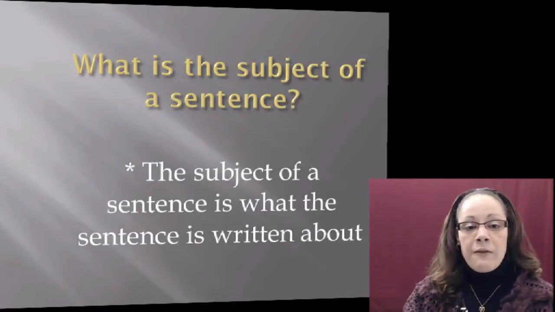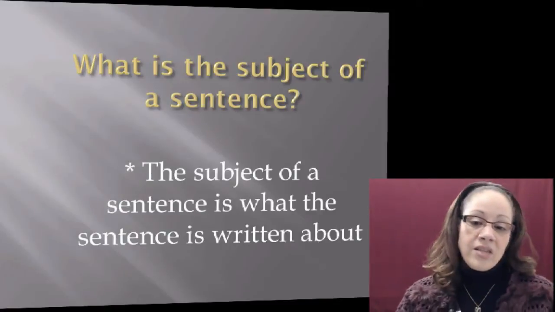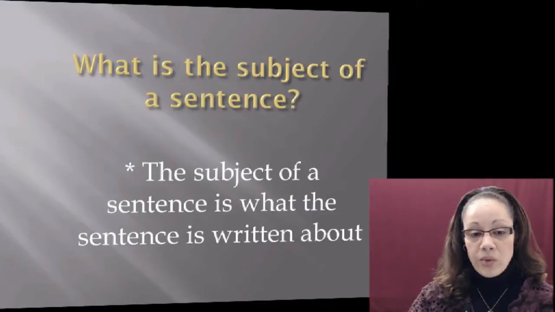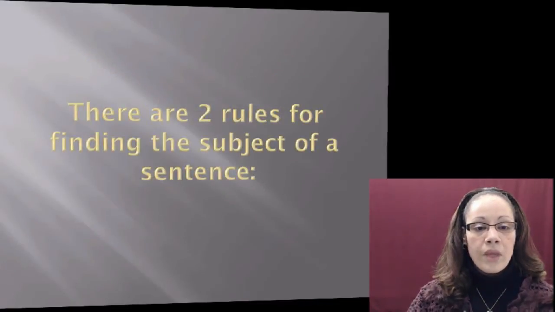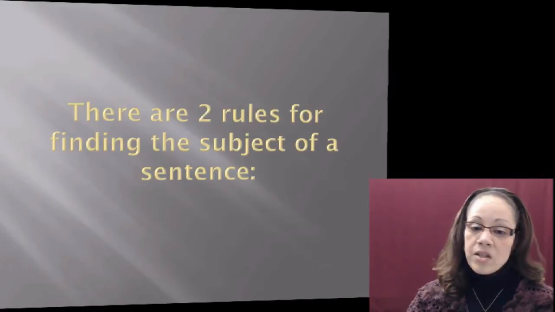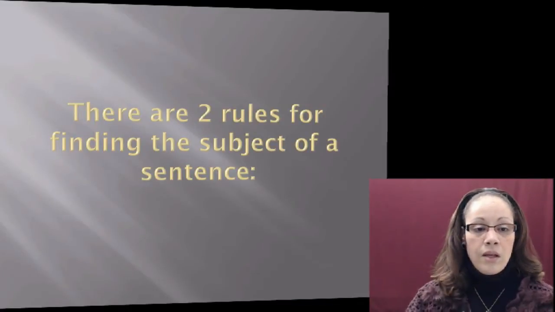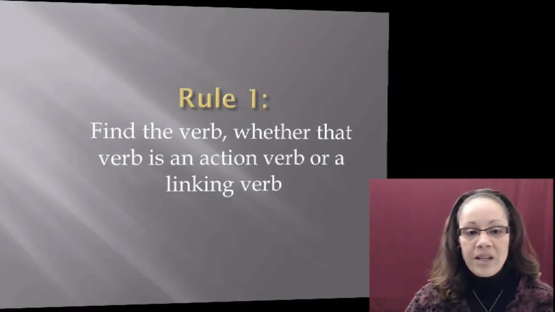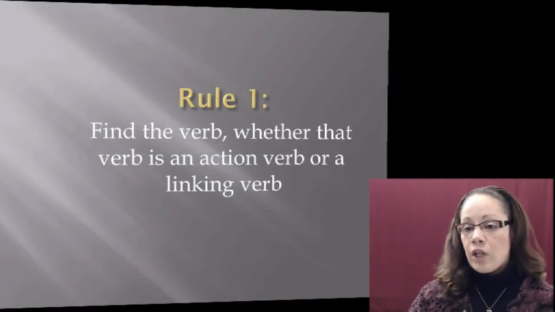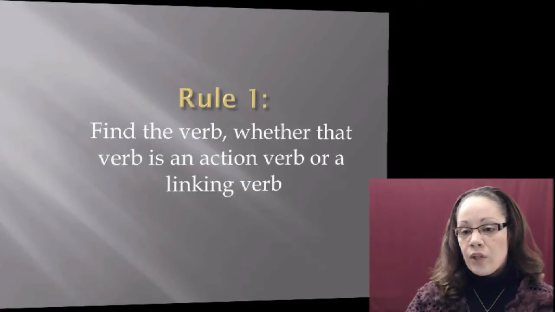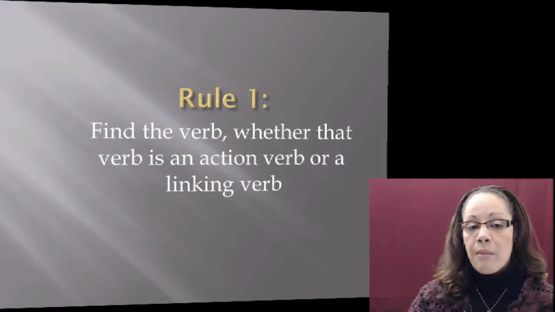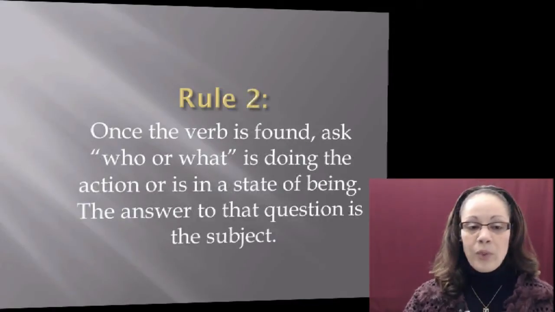Now, when we're trying to find the subject of a sentence, we have to define what the subject is. The subject of a sentence is what the sentence is written about. There are two rules for finding the subject of any simple sentence. Rule number one is you need to find your verb, whether that verb is an action verb, and we talked about action verbs in Module 1, or a linking verb, and we talked about linking verbs in Module 1 as well, so please refer to that module for definitions of action and linking verbs. So find your verb, whatever it is.